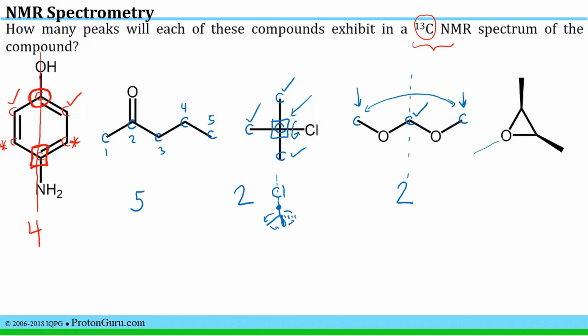In this epoxide, we can also see a plane of symmetry cutting through this oxygen and bisecting this carbon-carbon bond. These 2 carbons are related by that symmetry plane, as are these 2 carbons coming out of the plane towards us. So again, we should see 2 carbon NMR signals for that molecule.